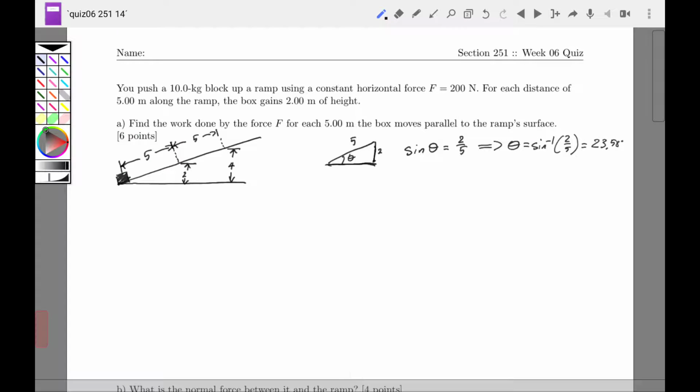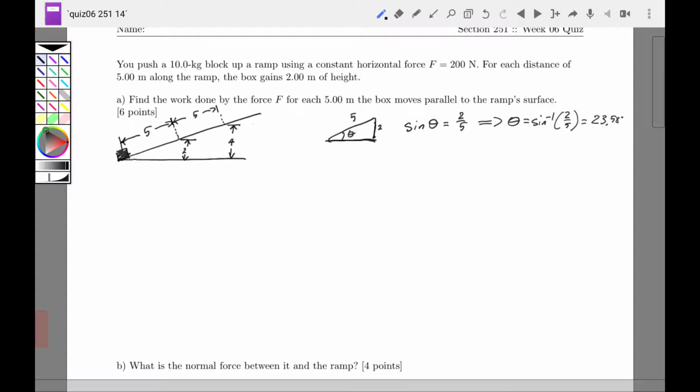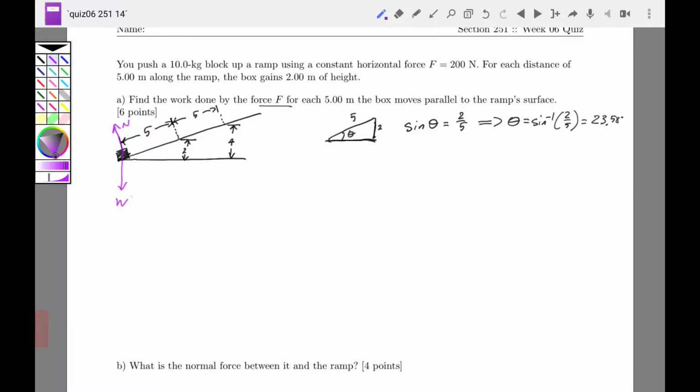We zoom out. Pen has a hard time close to the edge of the screen. Find the work done for each 5 meters the box moves parallel to the ramp's surface. Work done by the force F. So there's going to be several forces acting on this block, one of which is this normal force, one is gravity acting on it, and an applied force, F. We only have to concern ourselves with the applied force.